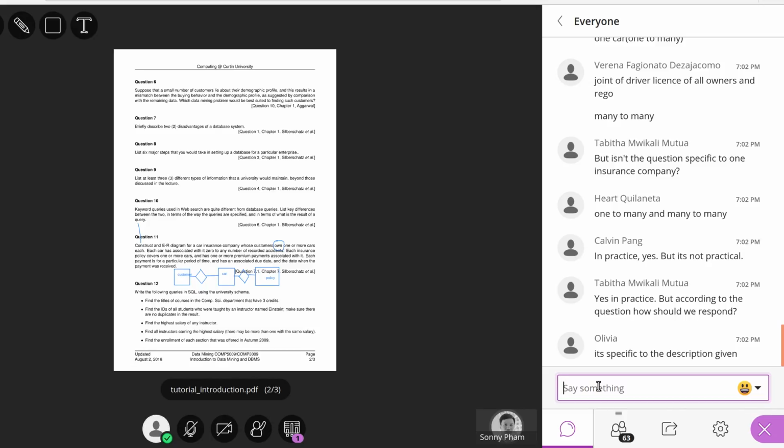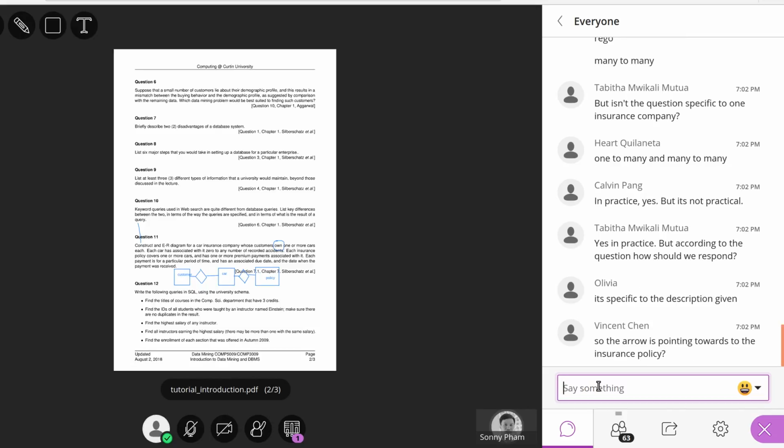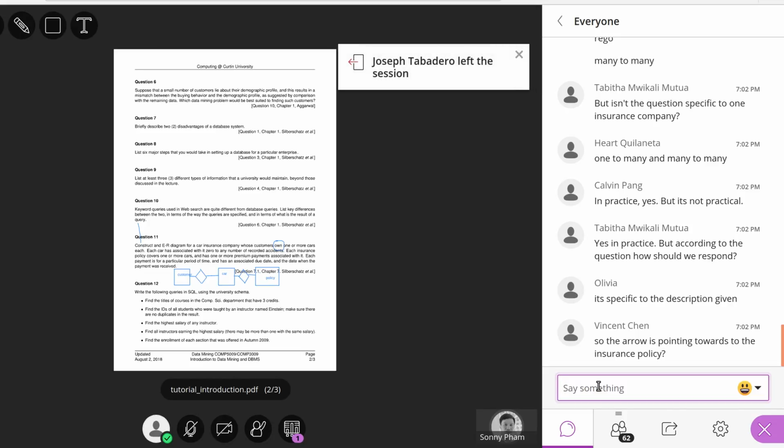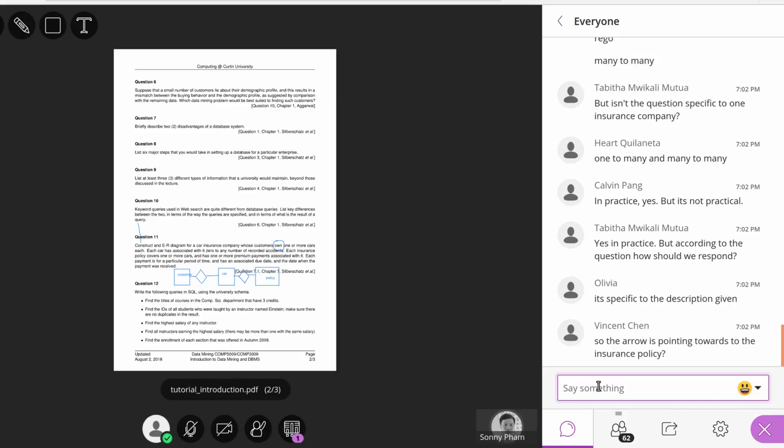Yeah, it is specific to the description given. Okay, so if a policy can cover many cars, and a car can be covered by two or more policies, then it is a many-to-many relationship, right? Obviously, that is interpreted from the question, and I think it is possible for that scenario to happen.